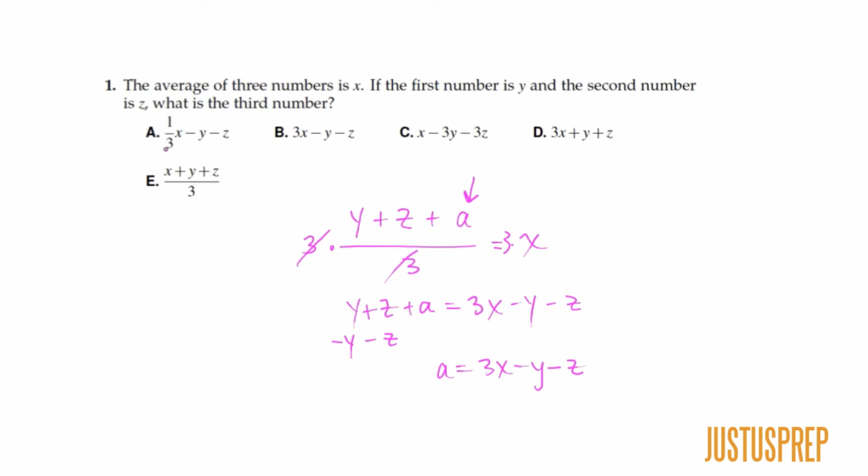So then if we look here, it's not this one, it's not that one, it is this one, and it's not that one, and it's not that one either. The answer is B.